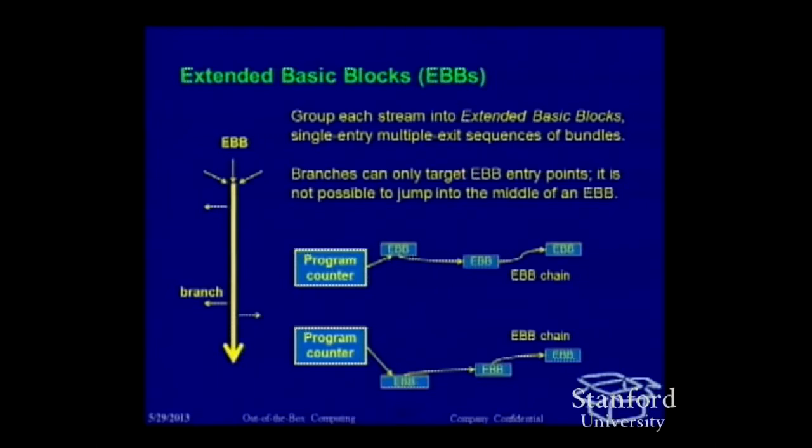The branches can only target an EBB entry point. This includes calls. It is not possible to jump into the middle of it. By definition, that's what they are.